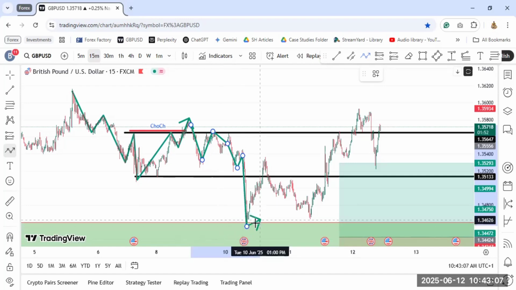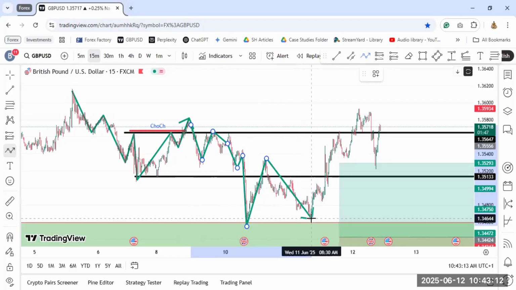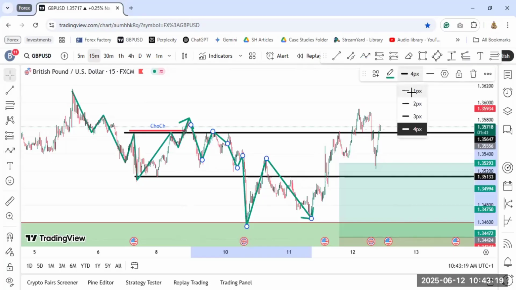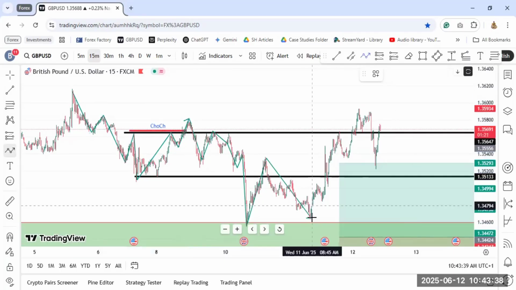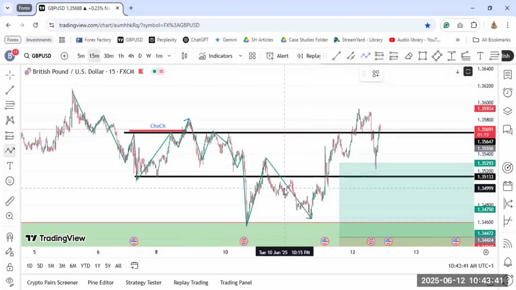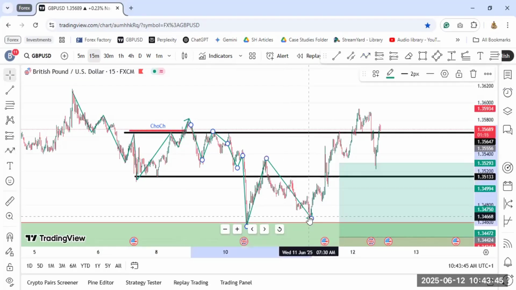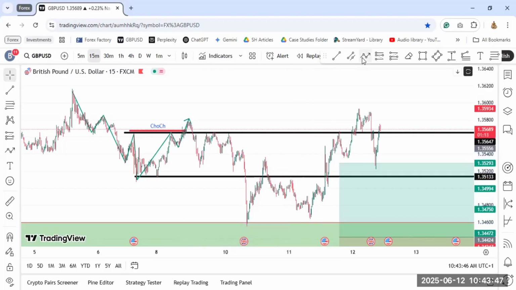It tapped into it. Market pushed up and then came down again. Okay. So I think I need to reduce the thickness of my cursor. Let me reduce it. Maybe I should set it to 2. So let me just delete this one first so that you get the clarity in what happened. So market pushed down here, tapped into our zone.